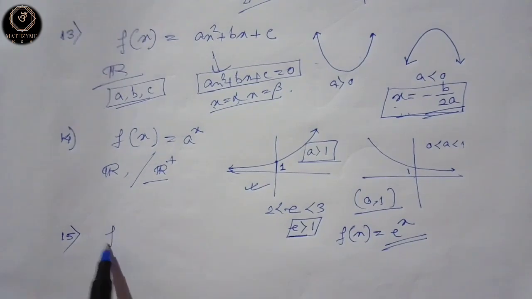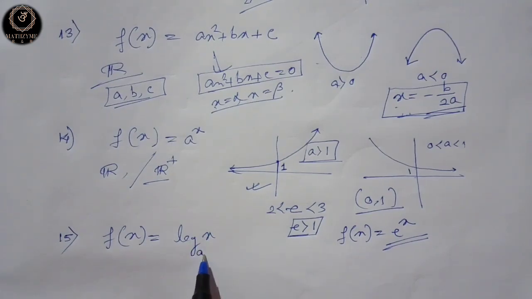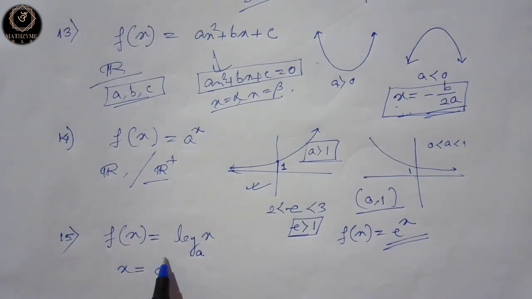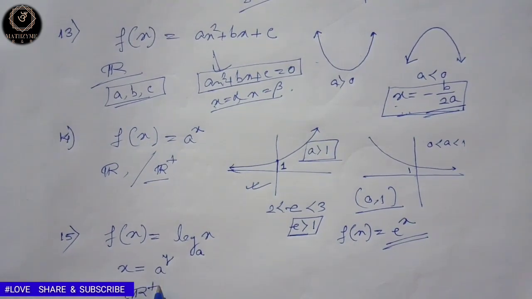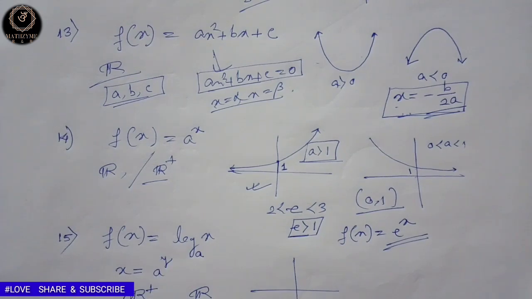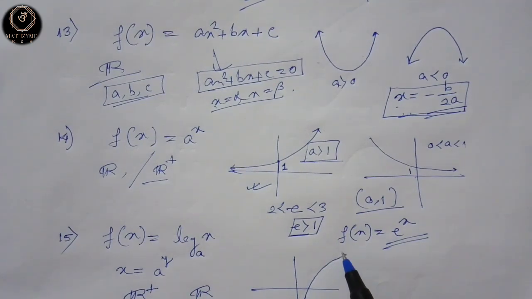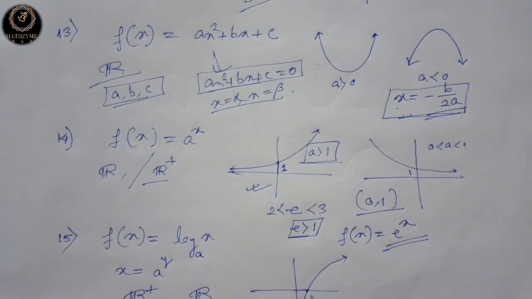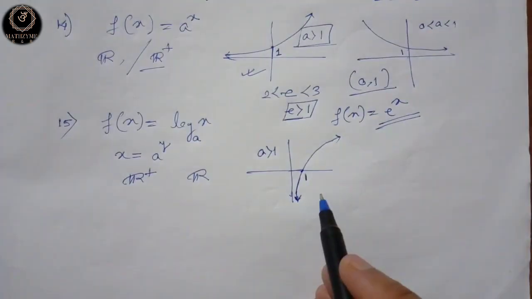Now our next function is the logarithmic function, that is f(x) equals log x, and the base is a. You can express this function as x equals a to the power f(x), that is y. Now the function log x has a domain that is always positive, and the range is all R. The graph is of the pattern like this. This is 1 unit through the x axis, and a is greater than 1.